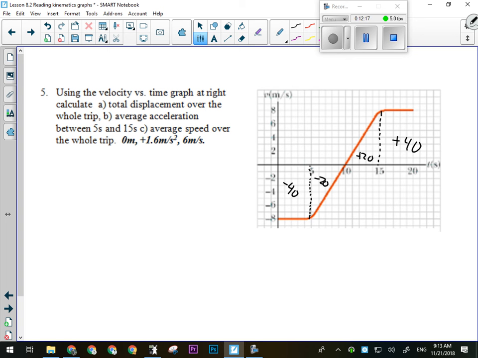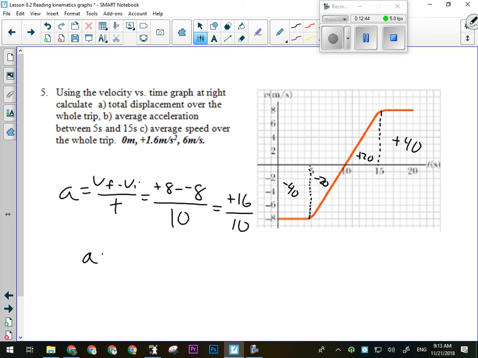Okay, average acceleration between 5 seconds and 15 seconds. All right, so acceleration, as we said before, is the slope of the line, or the change in velocity divided by the change in time. So we go to +8 from -8. Okay, our initial velocity was -8, our final velocity was +8, and that took 10 seconds. All right, so I've got +16 on the top divided by 10 gives me an acceleration of +1.6 meters per second squared. All right, everyone okay with that?